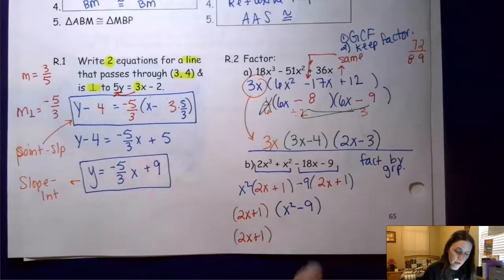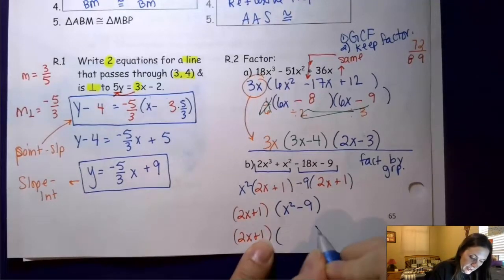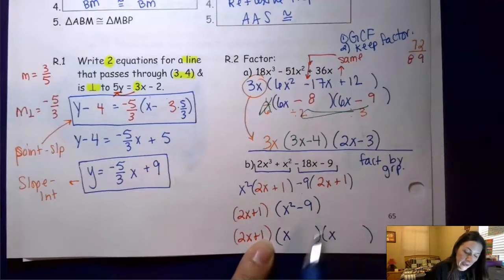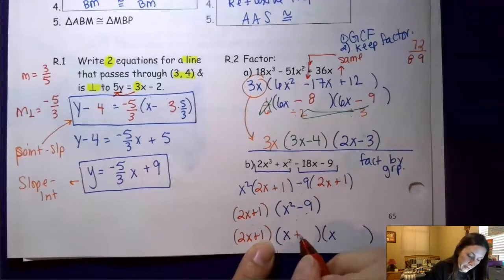But this x squared minus 9, hopefully you guys remember this from last year. This is technically a difference of 2 squares. You have x and x. It ends in a negative, which means your signs are going to be opposites. They're going to be different. You're going to have a plus and a minus.